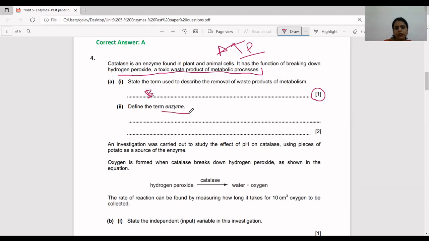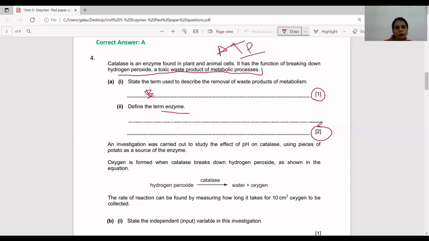The second question is, define the term enzyme. If you check the marks, it is asked for 2 marks, so you have to write down 2 valid points about enzymes. I've already taught you in the enzyme unit that whenever the definition of enzyme is asked for 2 marks, if you just write down biocatalyst, you will get 2 marks. Why? Because in the word biocatalyst, bio represents living organisms and catalyst represents anything which increases the rate of a chemical reaction. So you can simply write that enzymes are biocatalysts, and you will get 2 marks.